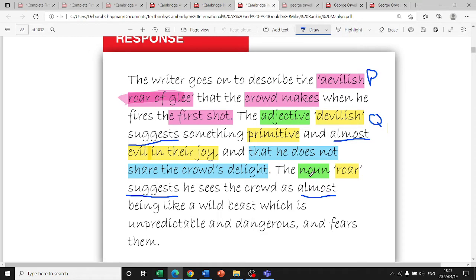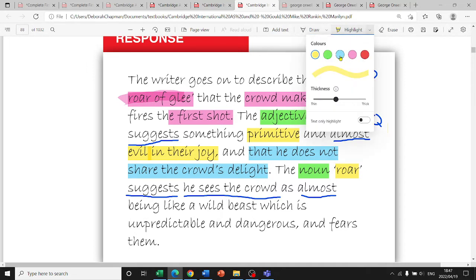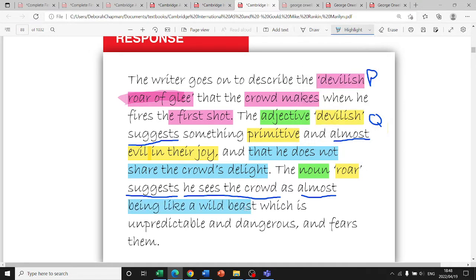The noun raw suggests he sees the crowd. The writer sees the crowd as almost being like a wild beast. And this is where our interpretation comes in, which is unpredictable and dangerous, and I would have put he fears them, to be nice and concise.